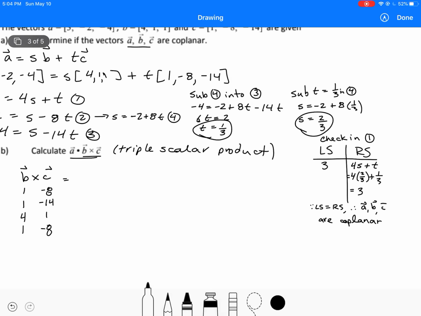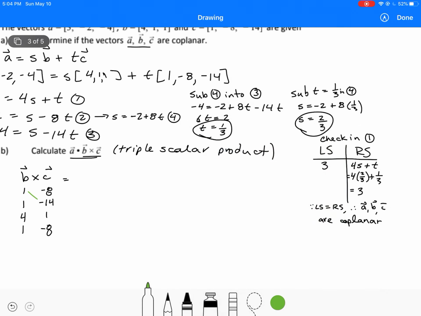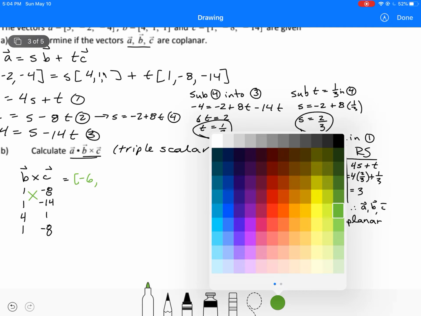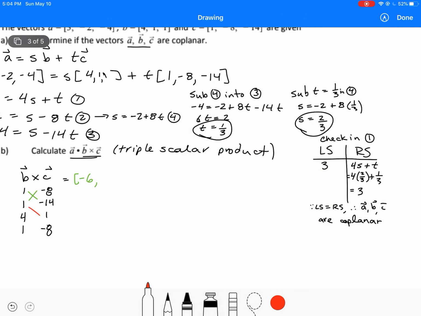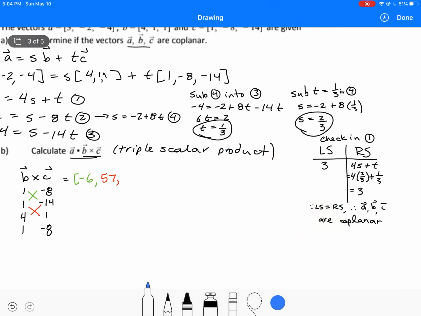Okay. So when we multiply, we're going to do 1 times minus 14 minus 1 times minus 8. That should give you minus 6. Then we've got 1 times 1 minus 4 times minus 14, which is 57. And then our last one, 4 times minus 8 minus 1 times 1 is going to be minus 32 here.